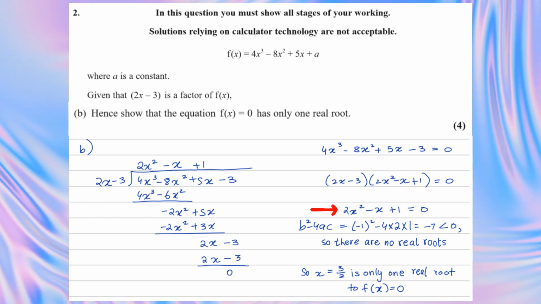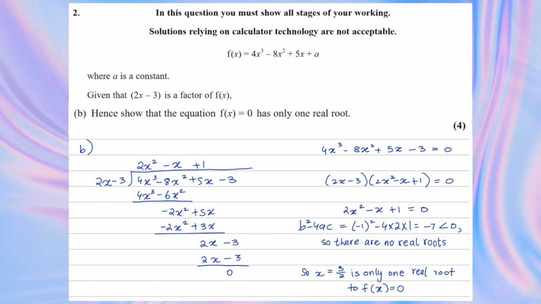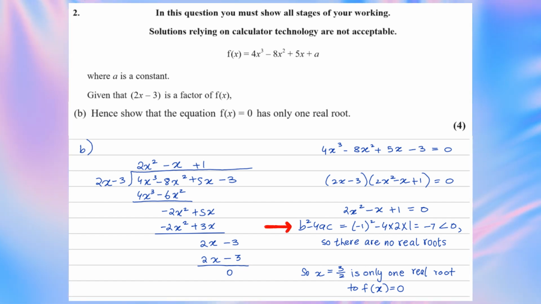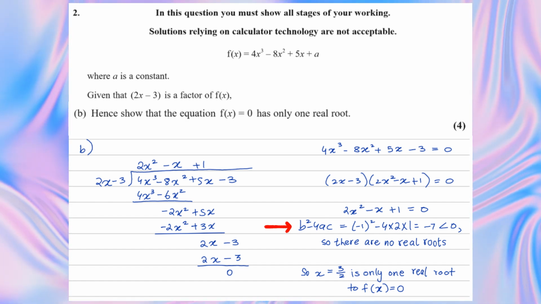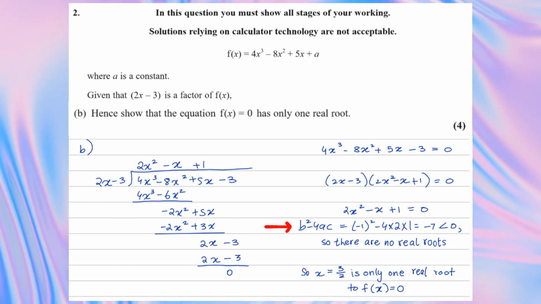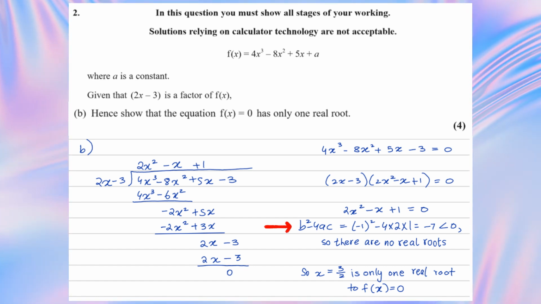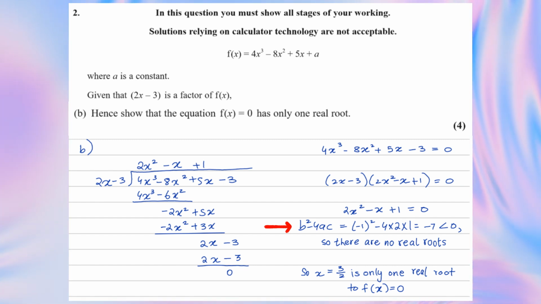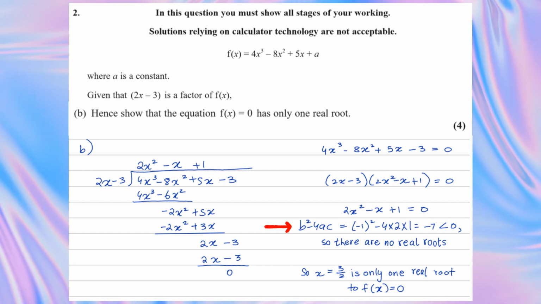To see if this quadratic equation has a root, we first have to find its discriminant. We can do this by substituting the respective values from the quadratic equation into b squared minus 4 into a into c, where b is minus 1, a is 2, and c is 1. This gives us minus 1 squared minus 4 into 2 into 1. Simplifying, we get minus 7, which is smaller than 0.